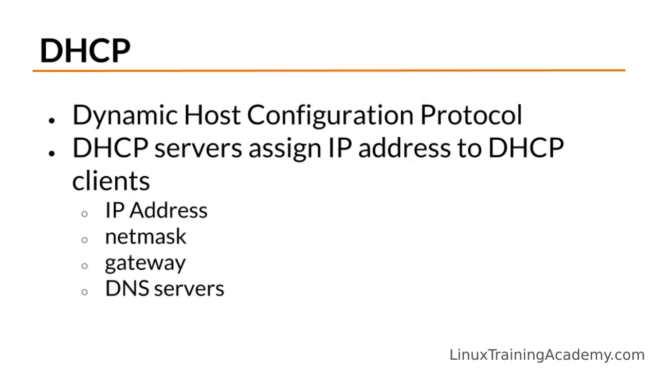DHCP stands for Dynamic Host Configuration Protocol. DHCP is primarily used to assign IP addresses to hosts on a network. When a DHCP client wants to request an IP address, it sends a broadcast message looking for a DHCP server. The DHCP server then responds to the client and provides it with an IP address and other additional information, such as the net mask, the gateway, and the DNS servers to use for name resolution. The DHCP client configures itself with this information and begins to communicate on the network.